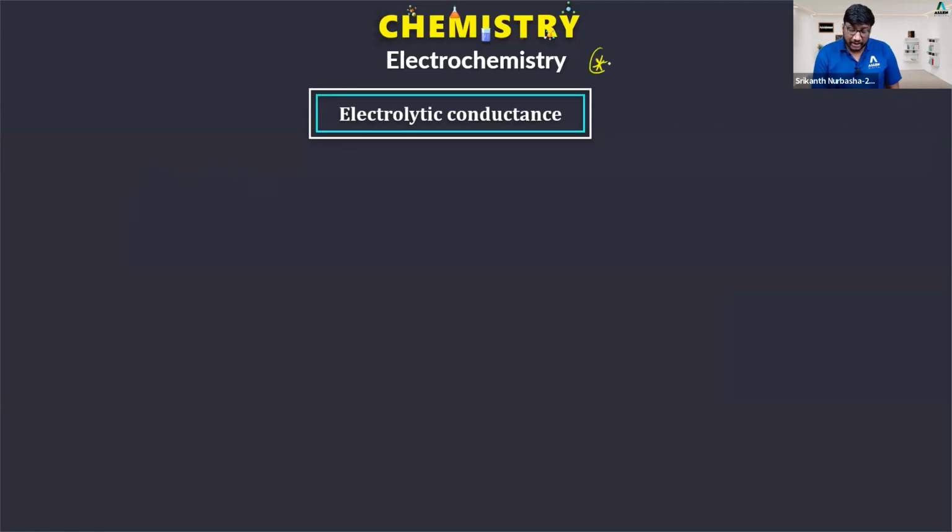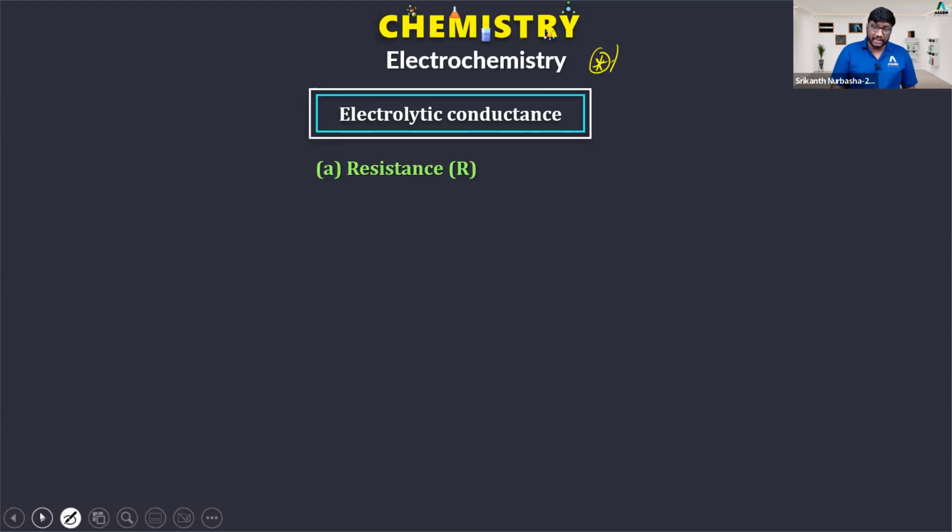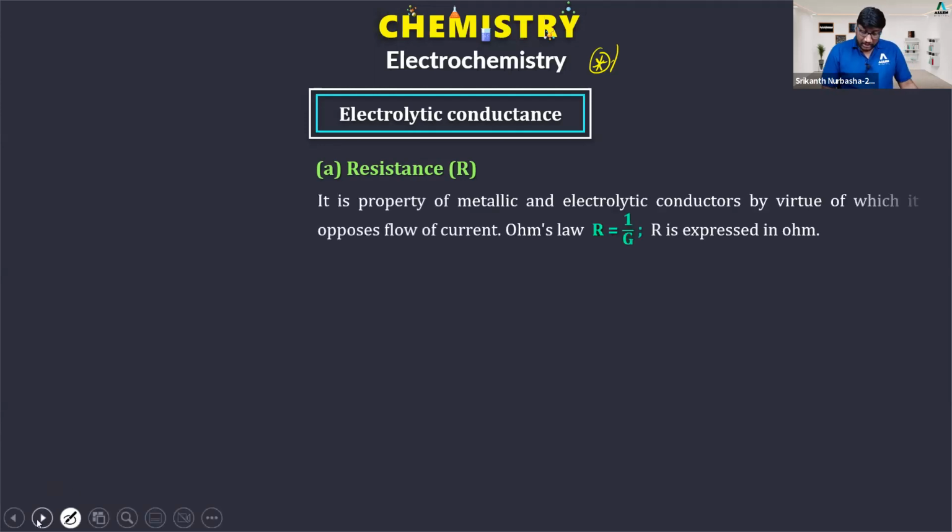Electrolytic conductance, how can we define electrolytic conductance, students? In that topic, we'll be having resistance, resistivity, conductance, conductivity, molar conductance, molar conductivity, Kohlrausch's law and all. Resistance is a property of metallic and electrolytic conductors by virtue of which it opposes flow of current. From Ohm's law, we know R is 1 by G, where R is expressed in ohm.